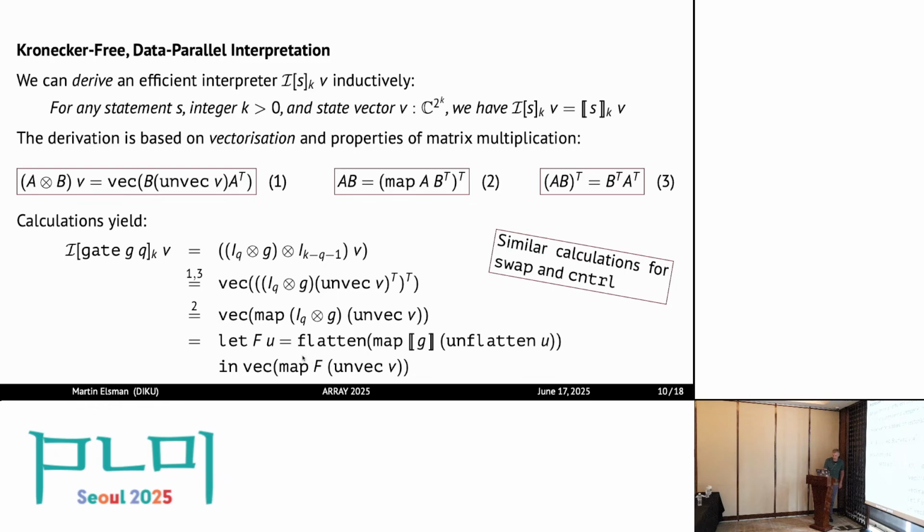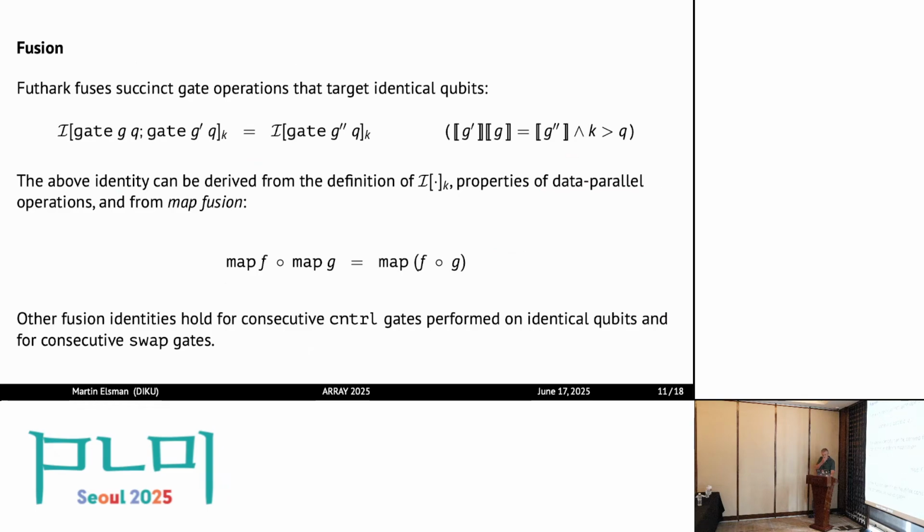And then mapping this function over this thing with this particular function. Okay, so that is how you can calculate it. And a similar calculation can be done for swap and control.